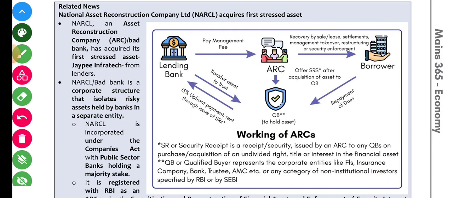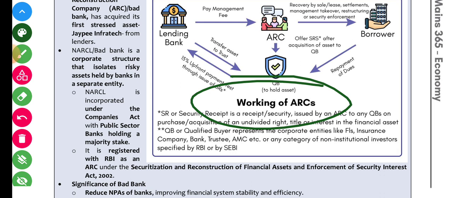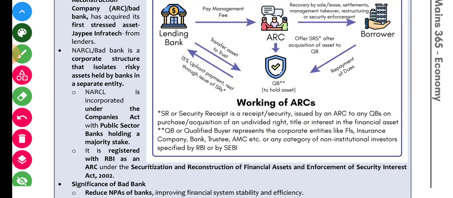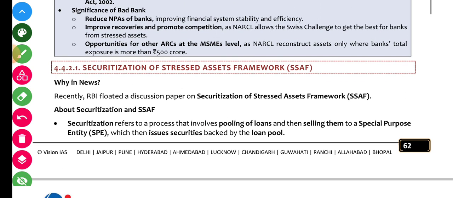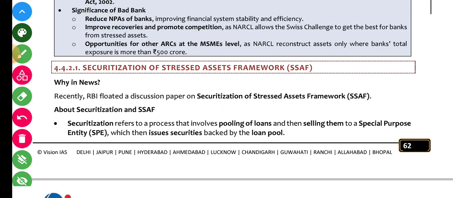Next is the news: National Asset Reconstruction Company acquires first stage assets. Okay, so these are the workings of the asset reconstruction company. You can pause the video and read about this. Okay, significance of the bad bank: reduce NPAs of banks, improve recoveries and promote competition, opportunities for other asset reconstruction companies at the MSME level. So keep this in mind.